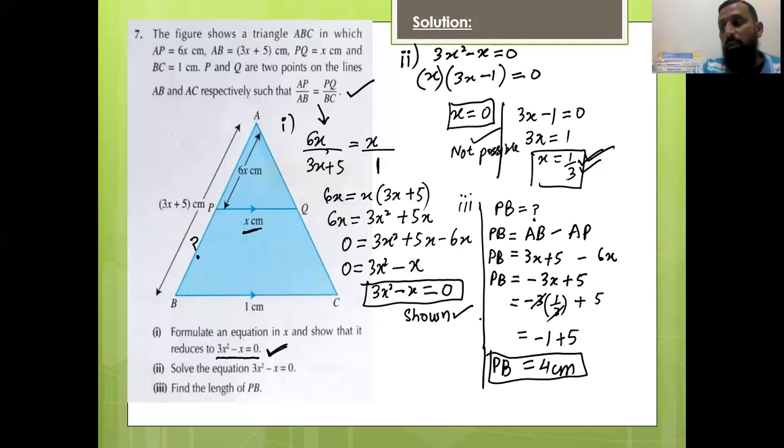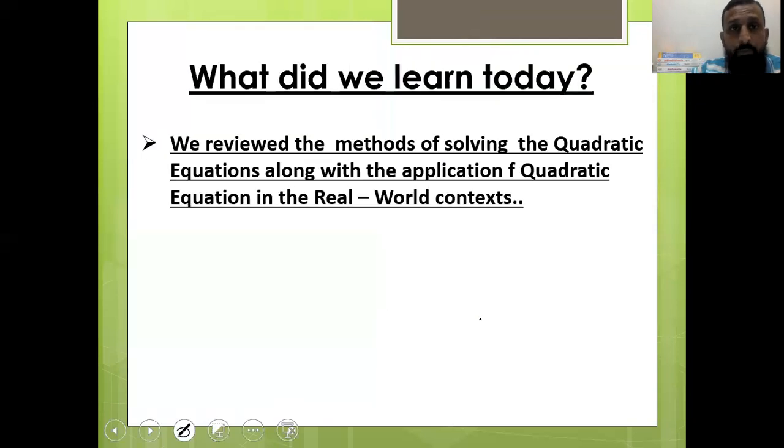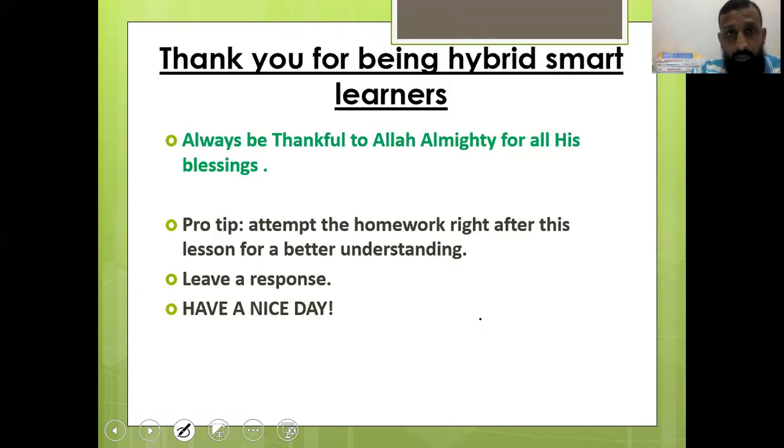All right, dear student, I hope this makes sense to you and your concept is all clear. So this was an application of quadratic equations for solving for different values in the triangle. Hope you have learned this concept. This was the last question of the day. So dear student, thank you. What did we learn today? We reviewed the methods of solving quadratic equations along with the applications of quadratic equations in real world contexts.